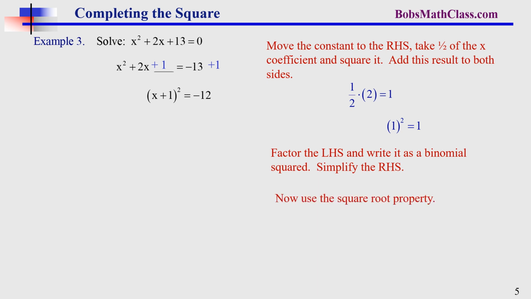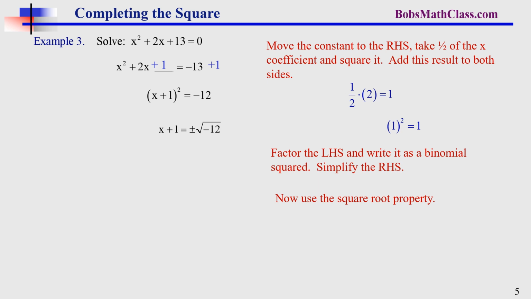Now we can use the square root property. Square root property, get rid of the square on the left-hand side. Put a square root on the right-hand side. Don't forget the plus and minus. Okay, we have a square root of a negative. That means we're going to have to use the i, right? The i comes out. Then we have a positive 12 inside.